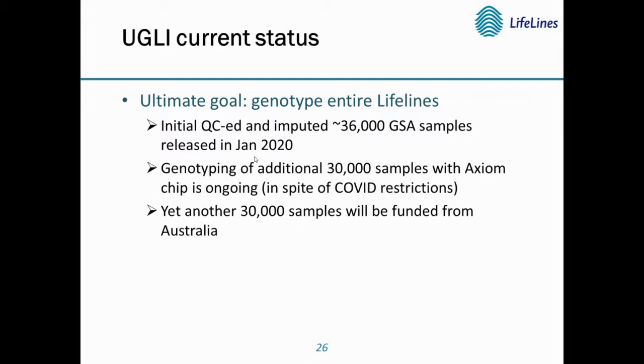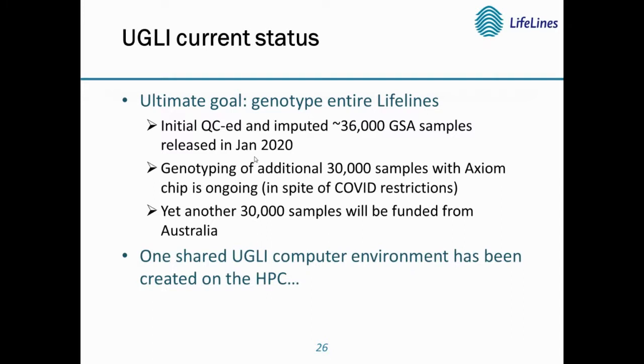Currently, genotyping of an additional 30,000 samples with yet another array, the Axiom chip from the competitor of Illumina, namely Thermo Fisher, is ongoing. They gave us a good deal, so we decided to sign a contract with them. They delivered 30,000 samples, and that genotyping is ongoing. We currently are at, I think, 13,000 in spite of all the COVID restrictions. And yet another 30,000 samples will be funded from Australia, from money from a grant from Peter Visser.